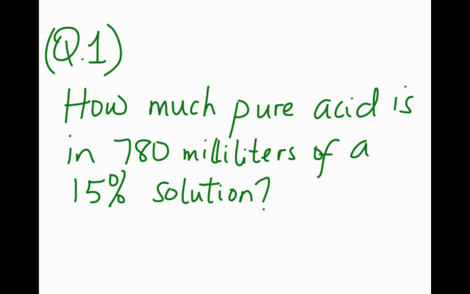The first example: how much pure acid is in 780 milliliters of a 15% solution? In this question, they are asking us for the number of moles, N. We know the volume. The volume is 780 milliliters. And then we know the concentration. The concentration is 15%. Usually, concentration is in percentage when it comes to solutions. When you see percentage, it means concentration, how strong or weak the solution is.